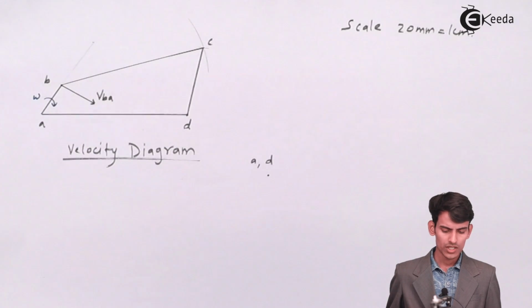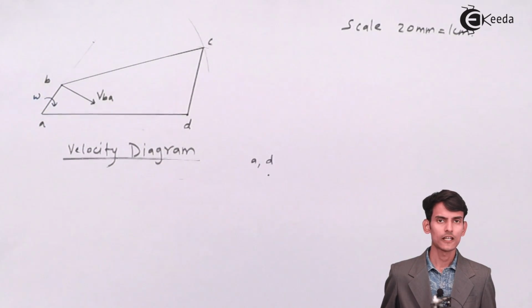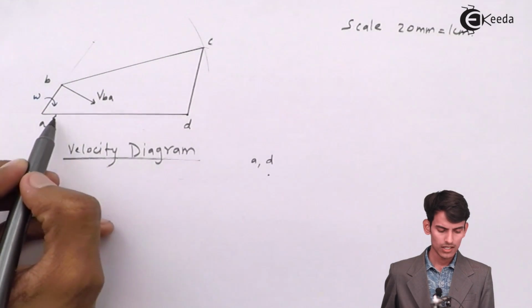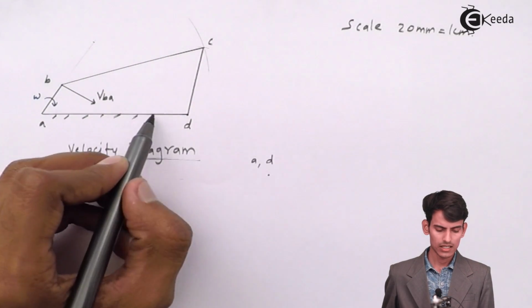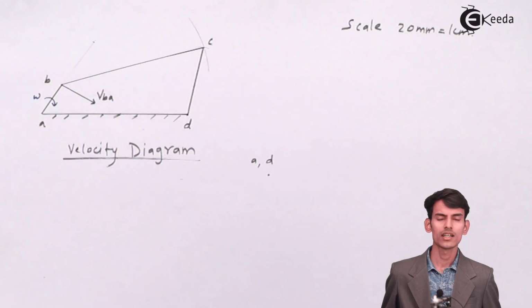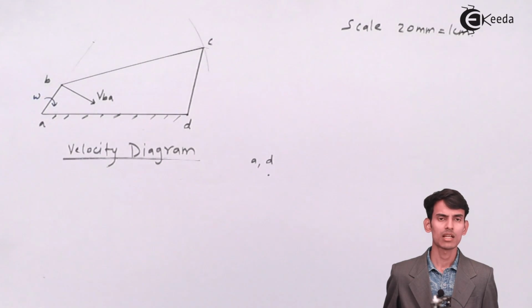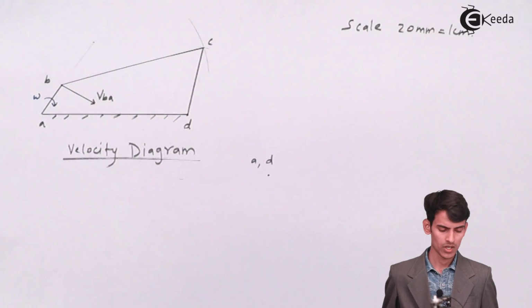So when you draw the velocity diagram, you have to select a scale. Before selecting a scale, you have to take a point anywhere in the page, and you have to name the point as a comma d, because the link AD is fixed. Since link AD is fixed, both the points A and D will be stationary, they are not moving. The other 2 points, that is B and C, as you can see in the diagrams, will be moving, and A and D will be fixed points. So you have to take a point in the velocity diagram and name them as A comma D.